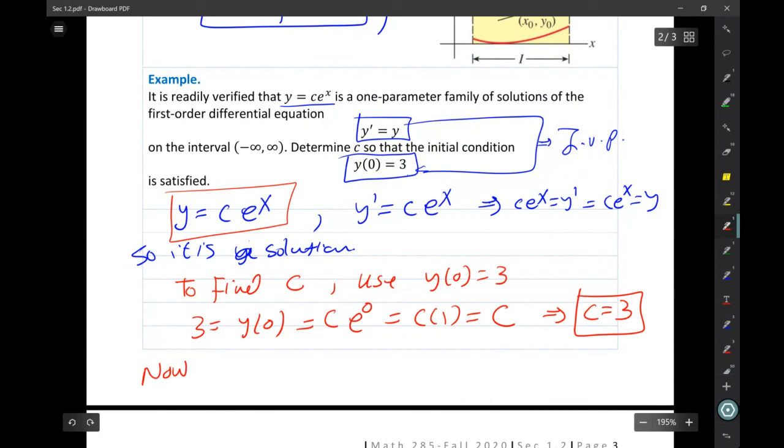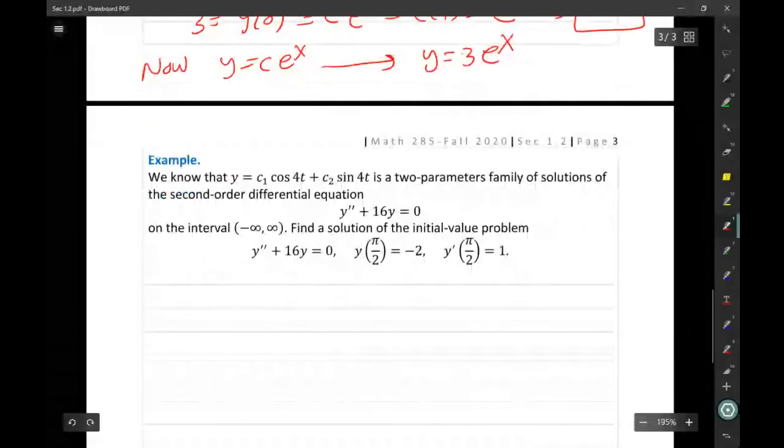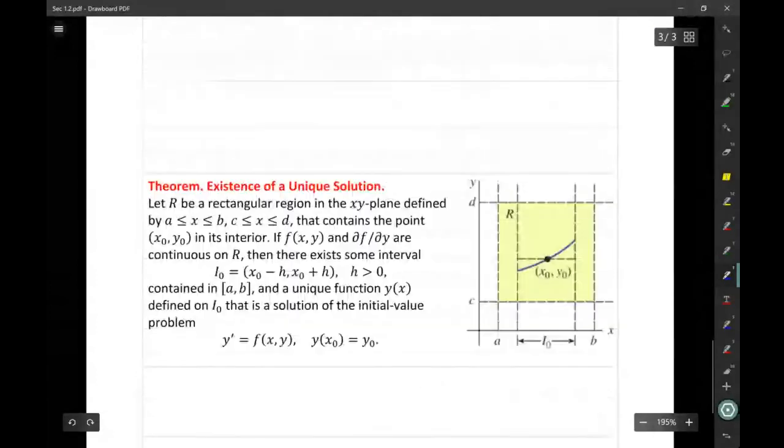Now y equals c e^x becomes, when you substitute c equal to 3, y equals 3 e to the power x, which satisfies the differential equation and satisfies this condition. So the initial condition we use to find the constant c. Let's see this example here. This is the only example maybe we have.